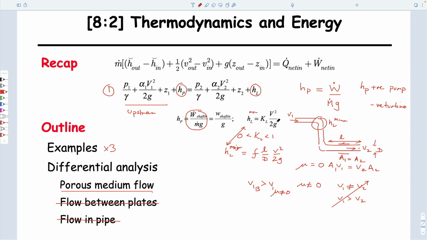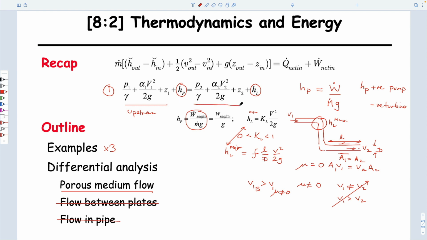This is a length, right? So this is a length, this is non-dimensional, and this is a length. Likewise, this has to be a length for Bernoulli. This is non-dimensional, this is a ratio of two lengths, and this is a length. So they're dimensionally homogeneous. I didn't quite finish my thought.